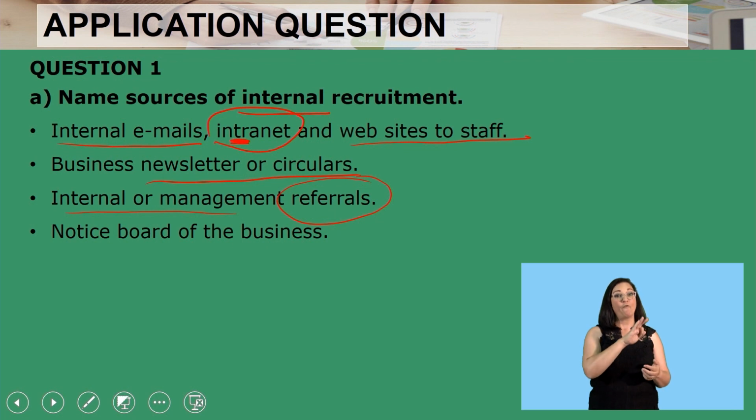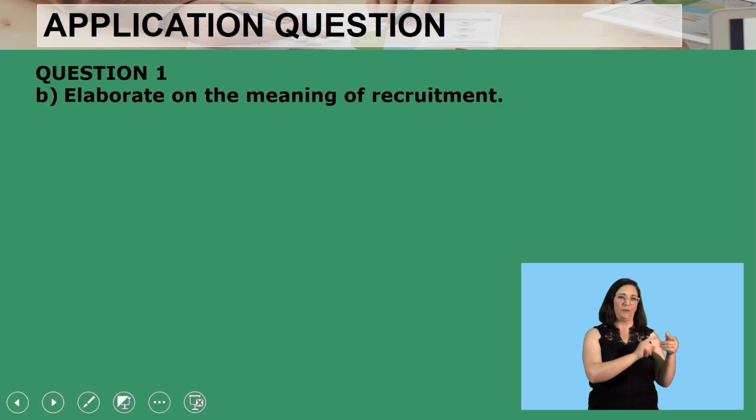The second one, we can use the business newsletters or the circulars business. So it will only go to the people who are within the business. And then we can use the internal or the management referrals. We can refer, but using internal or management referrals. We can also use the notice boards of the business, not just any notice boards in general, but of the business, because who is the target here? The target is the internal people or people within the workplace, people who are already working for the business. We can also use the internal bulletins. So those are the sources of internal recruitment.